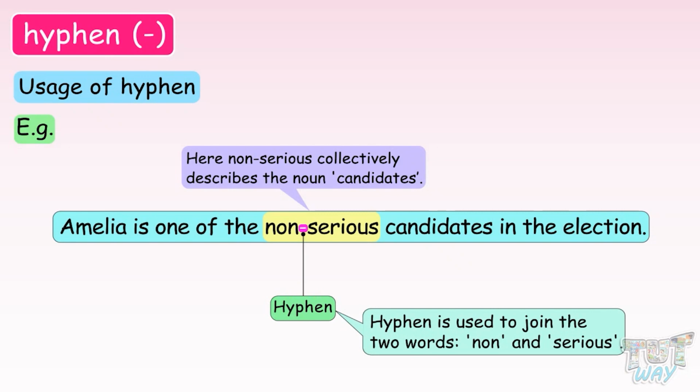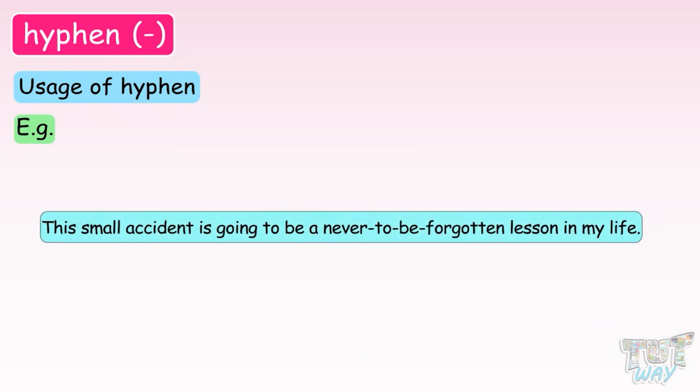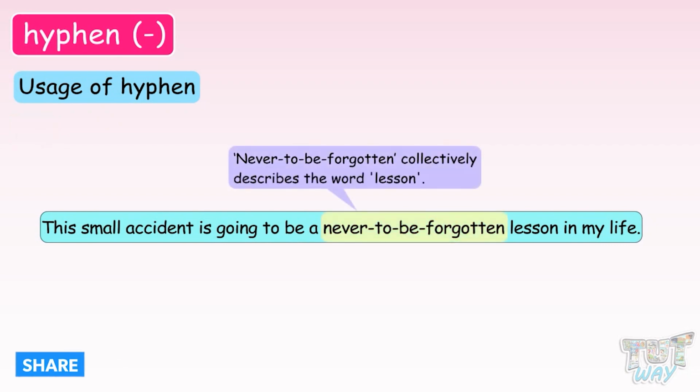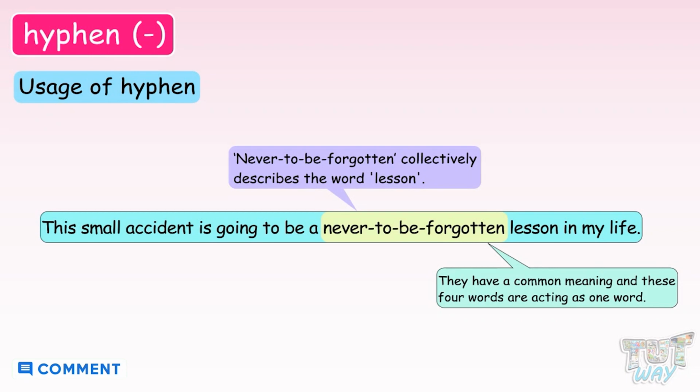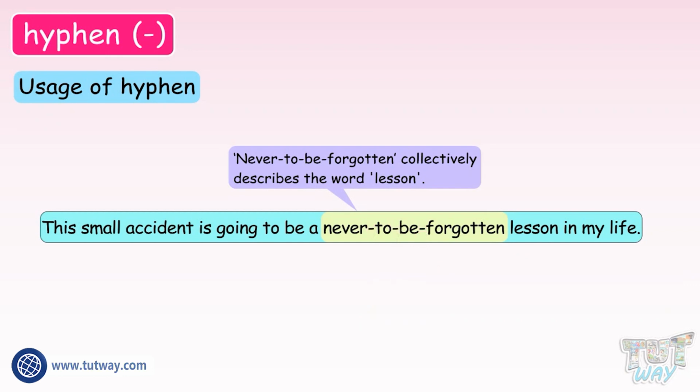Let's have a look at another example. This small accident is going to be a never-to-be-forgotten lesson in my life. Here, 4 words, never to be forgotten, collectively describe the word lesson. That is, they have common meaning, never to be forgotten. These 4 words are acting as one word.